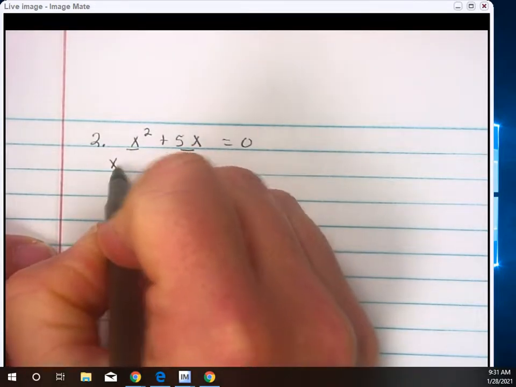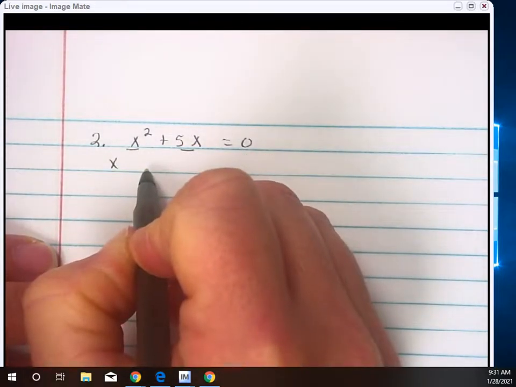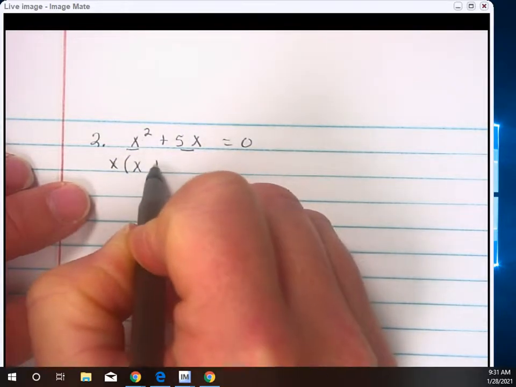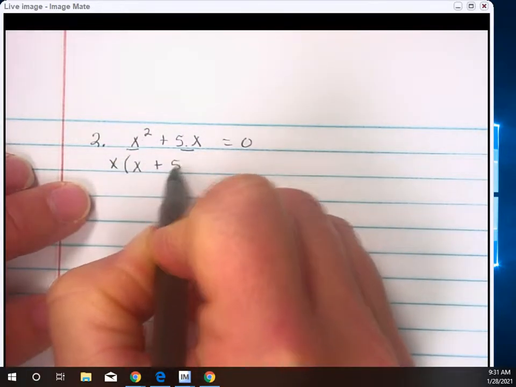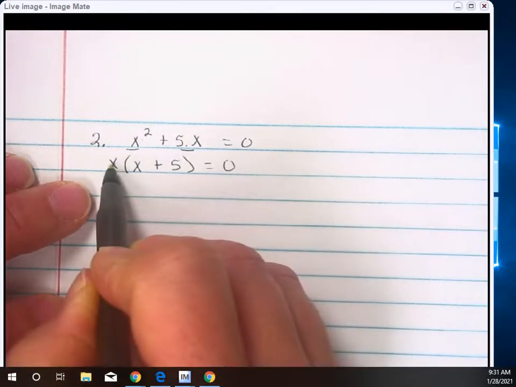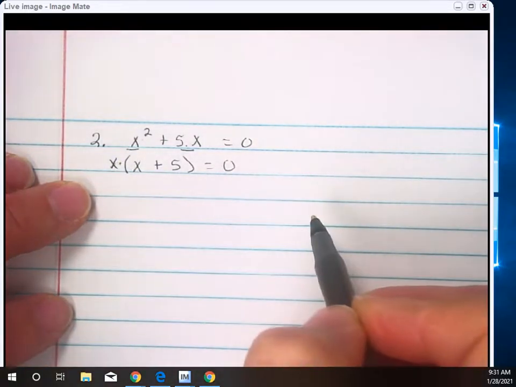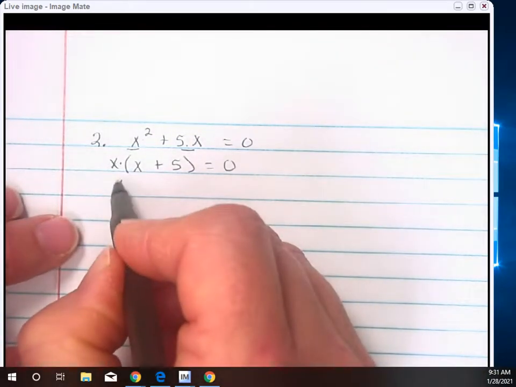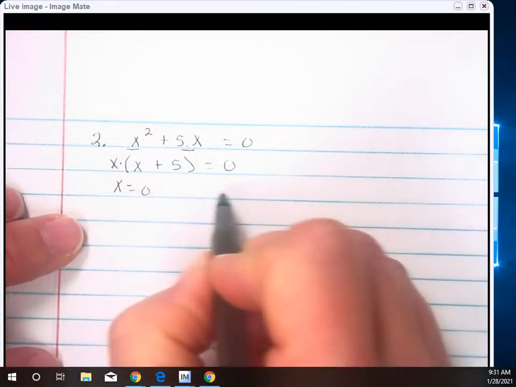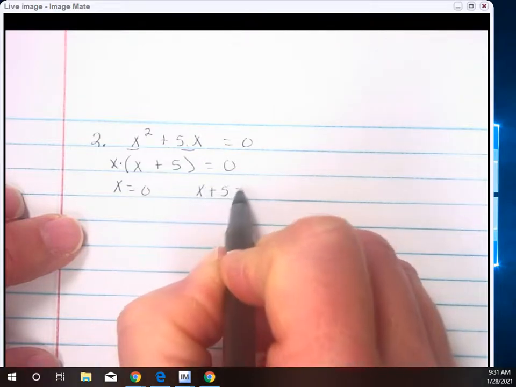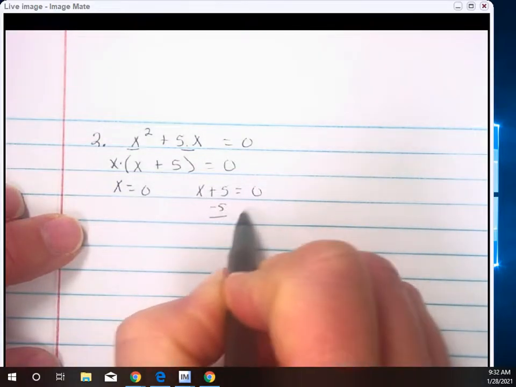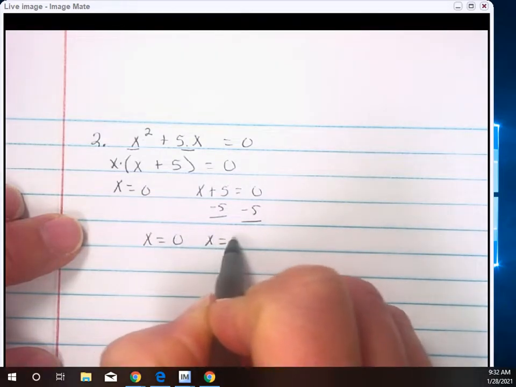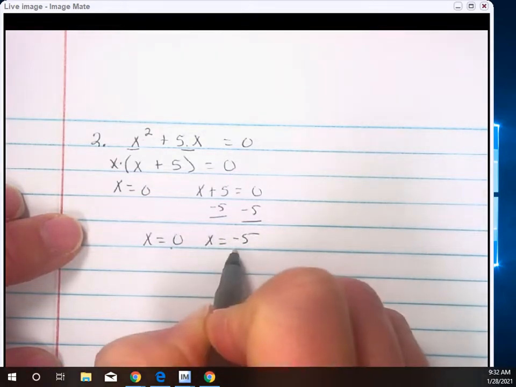We notice that there is an x in both an x squared and a 5x. X squared divided by x is x. 5x divided by x is 5. We have two things now multiplied together that equals 0. Well, you know 0 times anything is 0, so x has to equal 0 for that to be true, or x plus 5 equals 0, which means x could be a negative 5. So we have two answers. X is 0, x is negative 5.